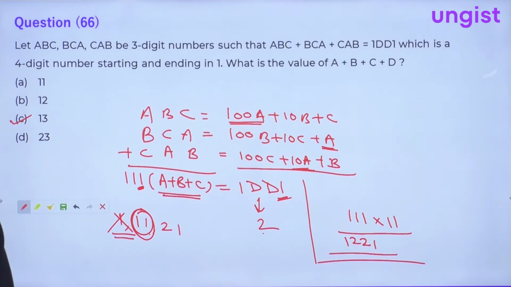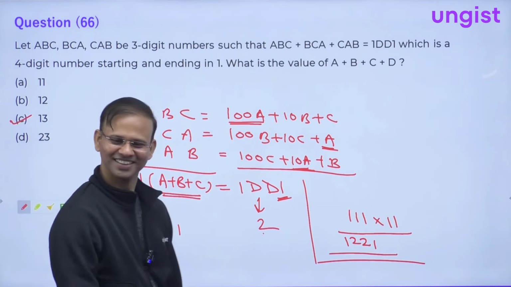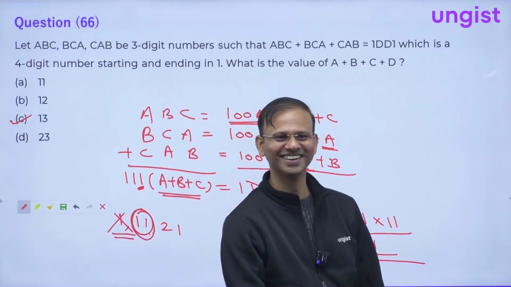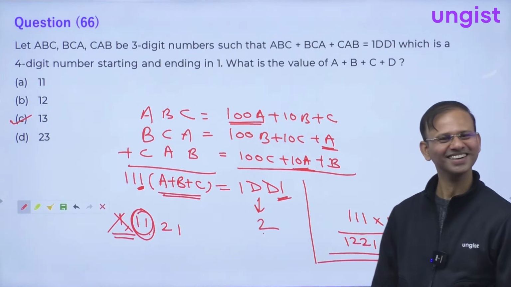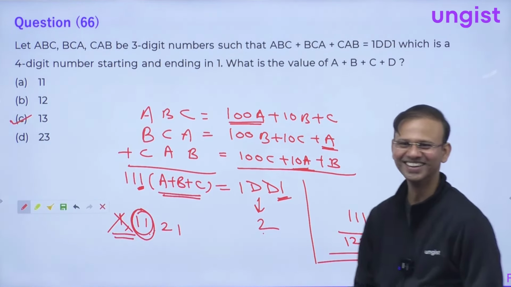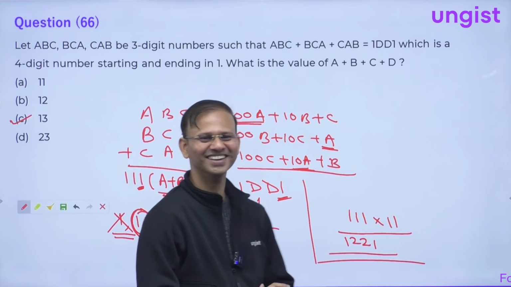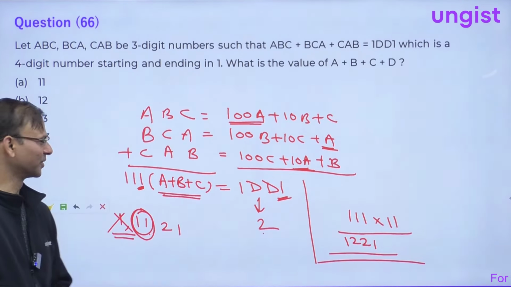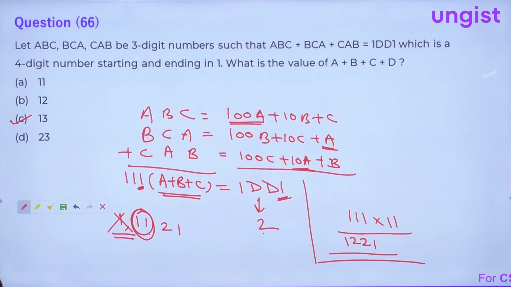Right. कैसे किया आप लोगों ने? हो गया. पता नहीं कैसे हो गया. Okay, okay. By the way, it's a good question. Okay, shall we move?